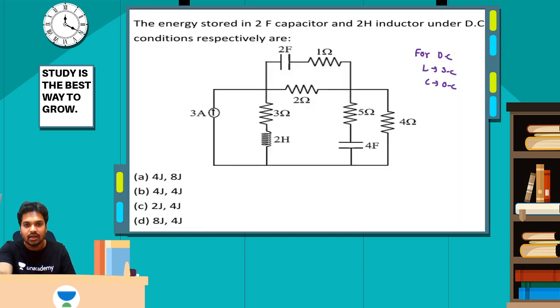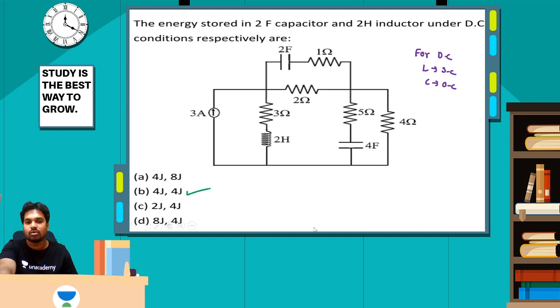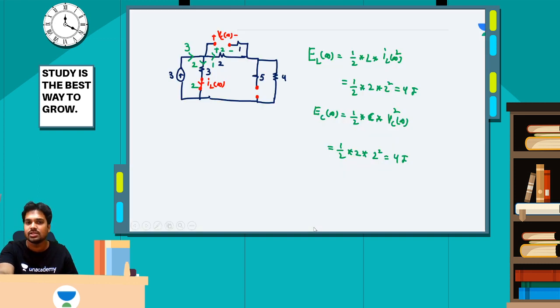Because V_C is 2 and I_L is 2, we are replacing like this. So what is the right answer here? It is 4. This is a very simple question. You can easily crack it.